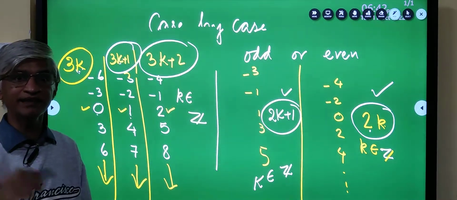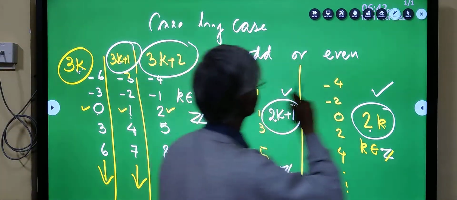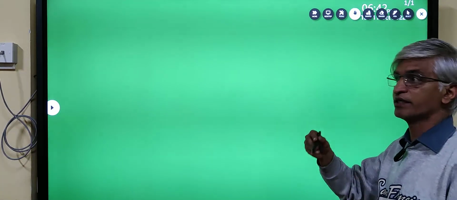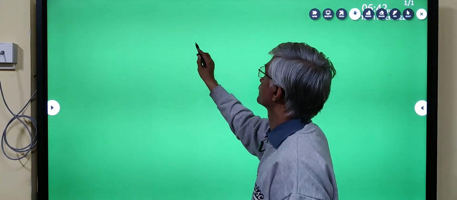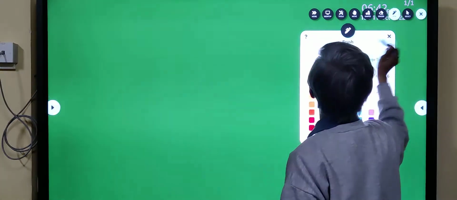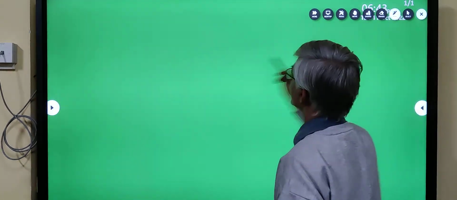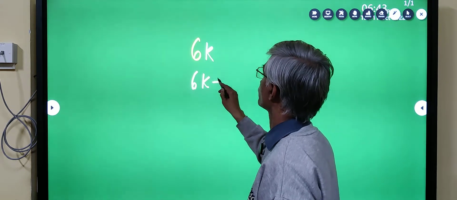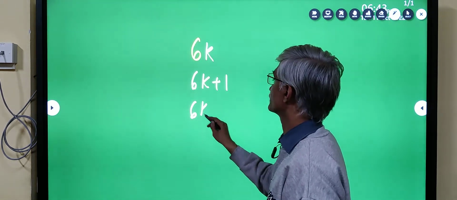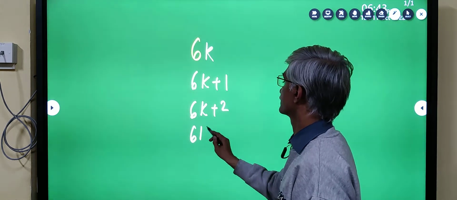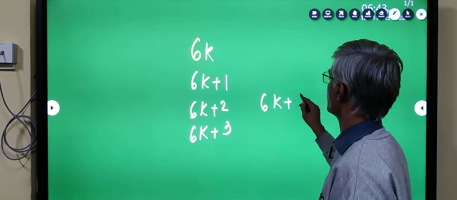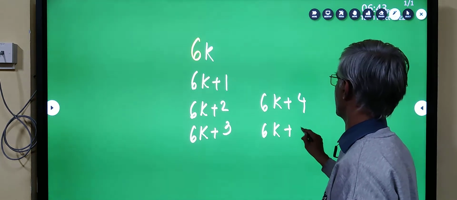It can have any division by any number. So just to tell you what the cases are when you divide, let's say I'm just picking some random number, suppose I'm dividing by 6. The various cases are those which leave a remainder of 0 when you divide by 6, those which leave a remainder of 1, a remainder of 2, a remainder of 3, a remainder of 4, and those which leave a remainder of 5.